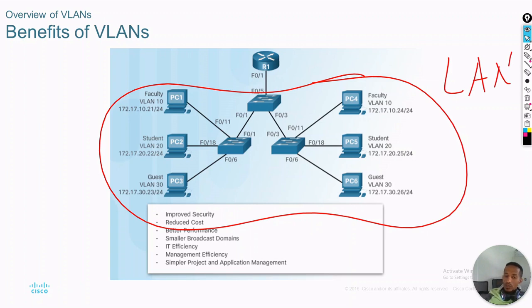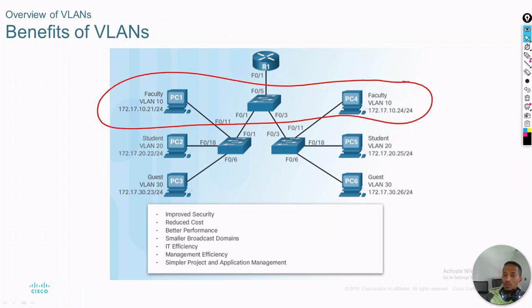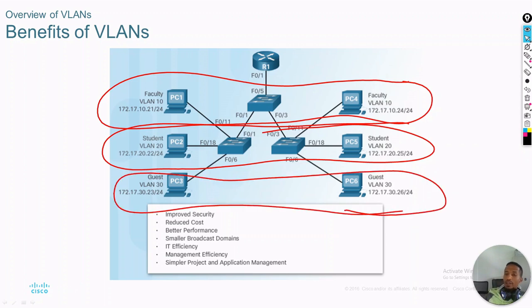So the members of VLAN 10 can communicate within themselves. The members of VLAN 20, who are students, can communicate with themselves only. The members of VLAN 30, which are guests, can communicate with themselves. So we have created how many VLANs? 3 VLANs. This is VLAN 10, this is VLAN 20, and this is VLAN 30.